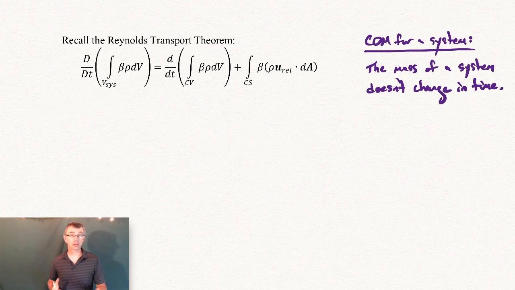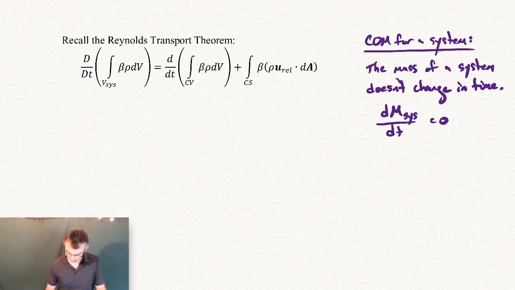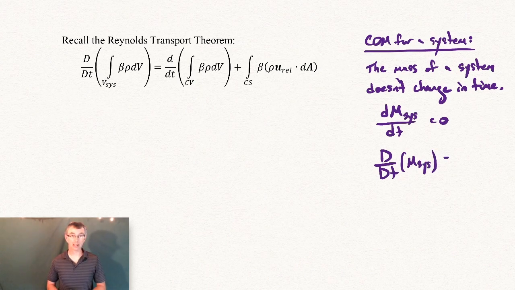Let's write it out in terms of mathematics. It's just saying the time rate of change of the mass of a system is 0. The mass of a system doesn't change. Let's use our notational capital D/Dt here, since we're taking the time rate of change of a system. So I'll rewrite that as capital D/Dt of the mass of the system equals 0. It doesn't change with time. I think everybody is hopefully comfortable with that.